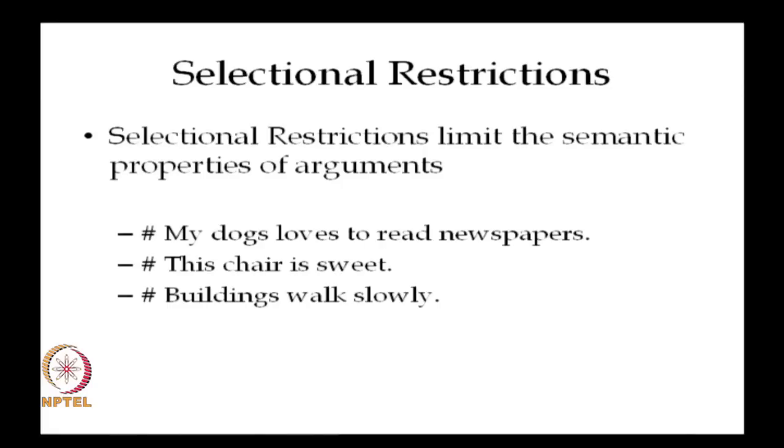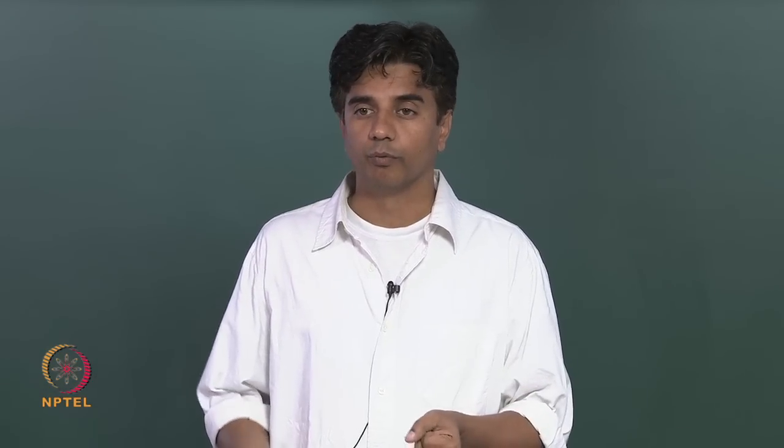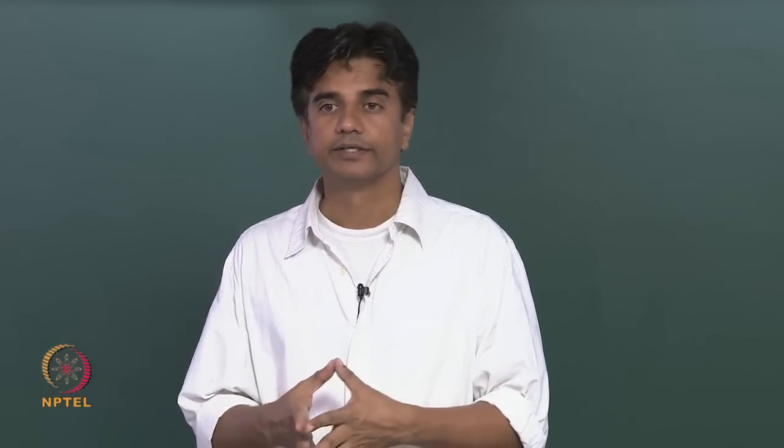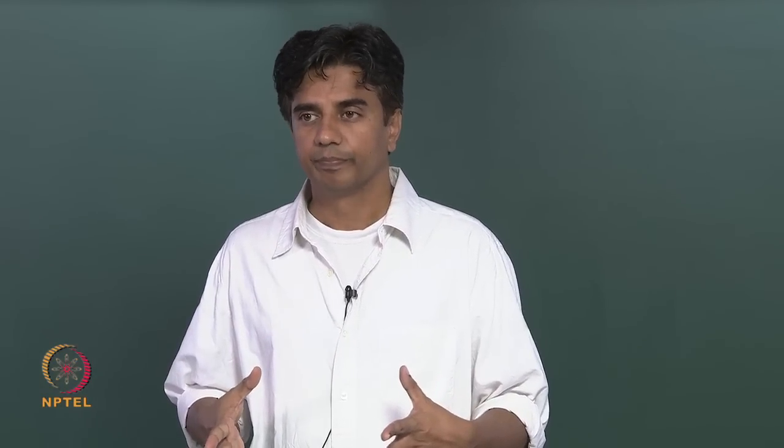This chair is sweet. The sentence runs into difficulty when the noun selects an unwarranted adjective. Buildings walk slowly. This sentence again violates selectional restriction, where the predicate walk does not agree with the specifier of a noun, the subject of a sentence, where the agreement doesn't work between them.